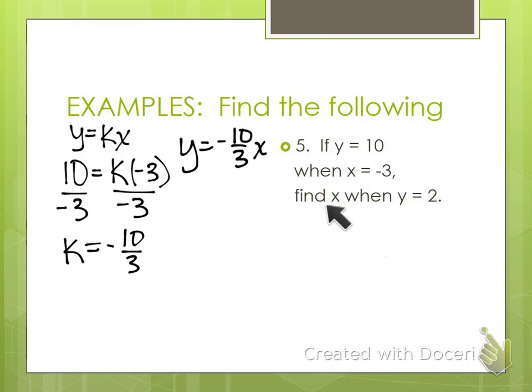Finally, they ask us to find x when y equals 2. So this one is a little different from the last one. The 2 goes in for y. We have to solve for x. So many of your classmates are missing. Caden, how are we going to get x by itself?